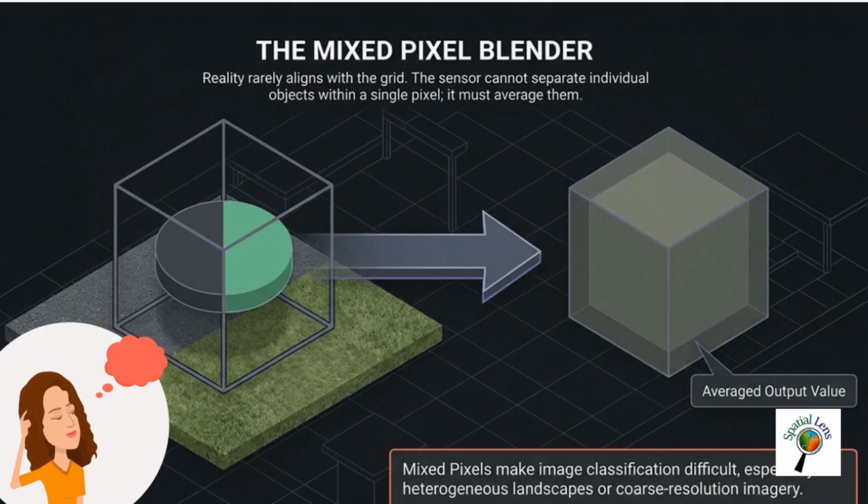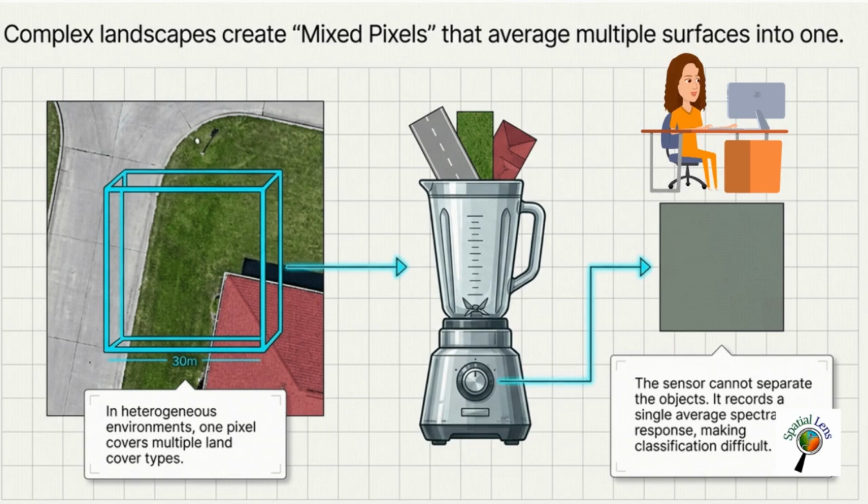Now let's understand mixed pixels. In an ideal situation, every pixel would contain only one land cover type, but reality is often different. Imagine a 30-meter pixel located partly over a road, partly over grass, and partly over a building. The sensor cannot separate these individual objects. Instead, it records one average spectral response from the entire pixel. Such pixels are known as mixed pixels.